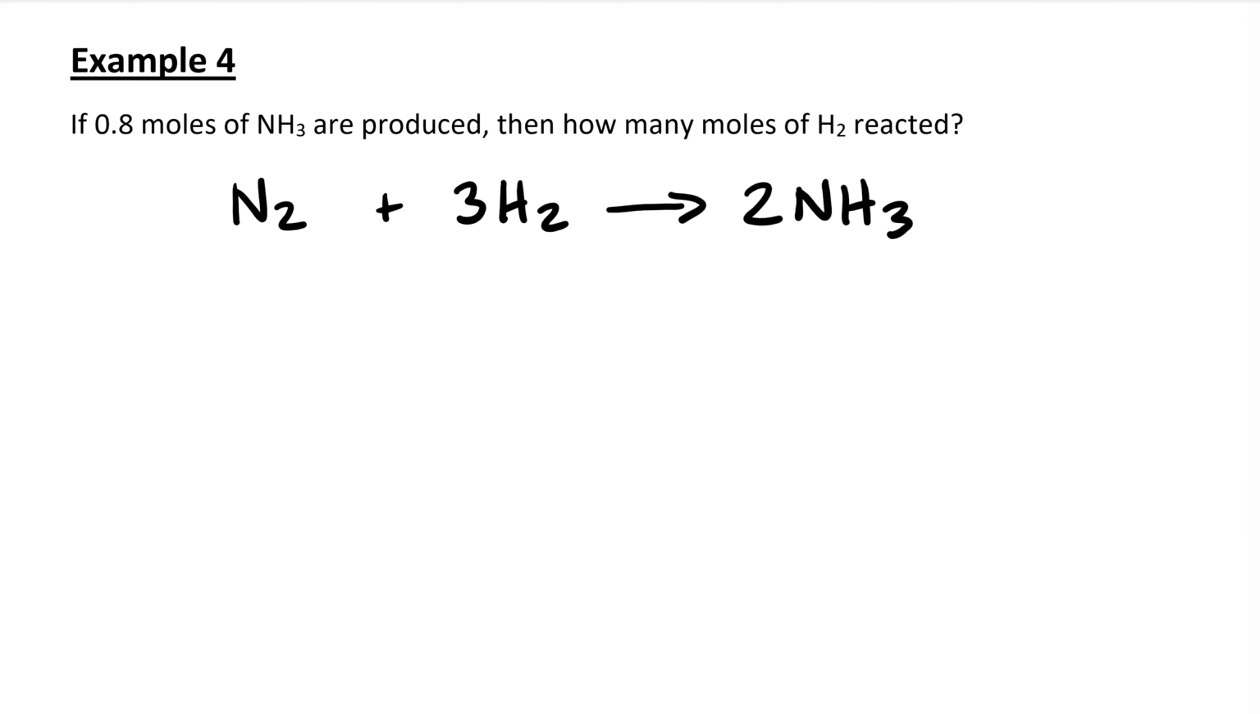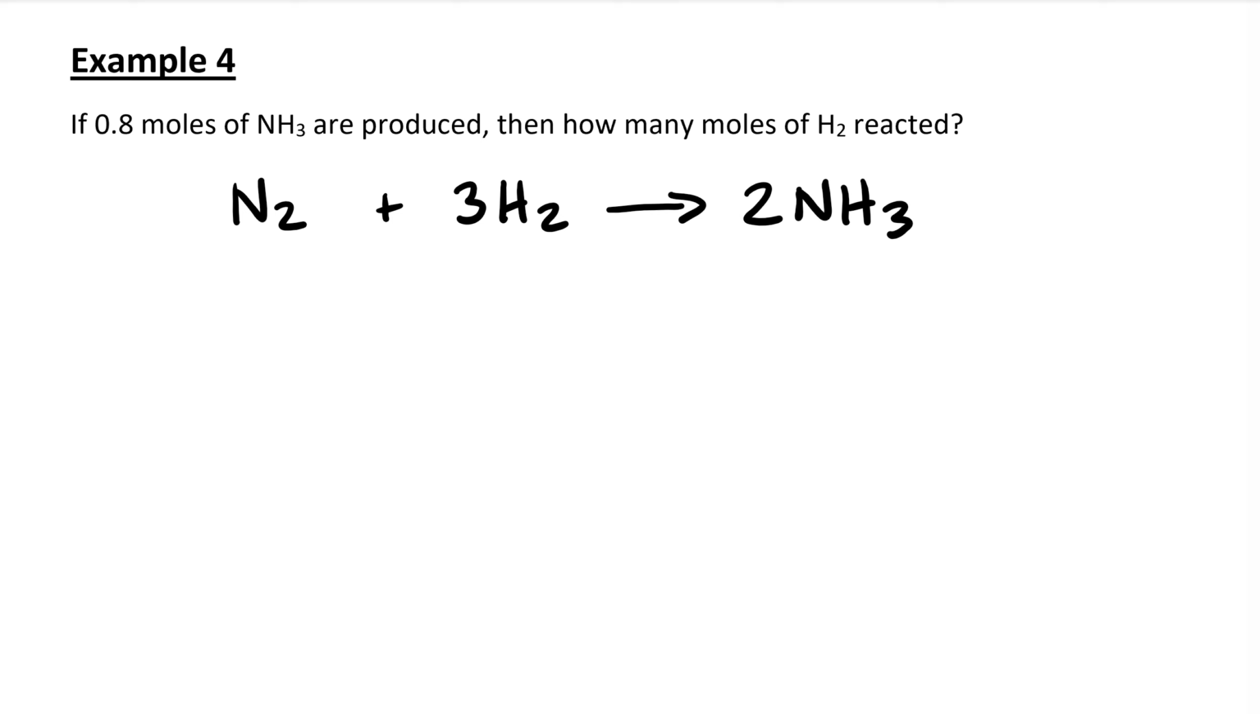All right, example number 4. If 0.8 moles of NH3, ammonia, are produced, then how many moles of hydrogen reacted? So this is like me saying, we made 2 dozen cookies. How many cups of flour did we have to use? This is the same thing here. I'm telling you we made this much product. Please tell me how much reactant we used to make that much product. But the process is still the same, guys.